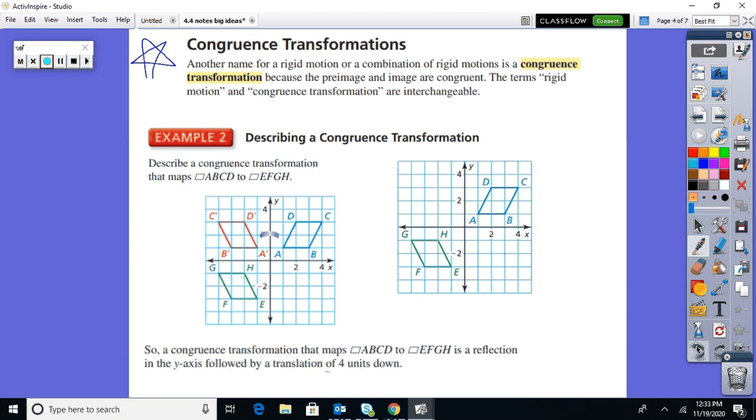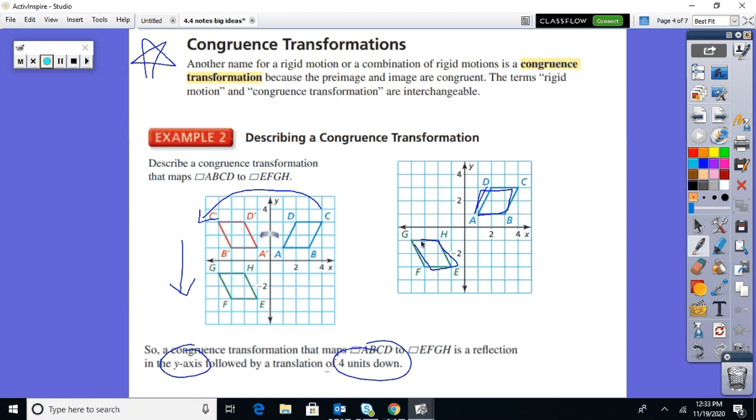And here's an example of how you could do it. First, reflect in the y-axis, and then follow that by a translation 4 units down. So how do we tell that? Well, you're looking at the original. It's not oriented in the same fashion as the answer. So you know they didn't just slide it. They had to have done something to it.